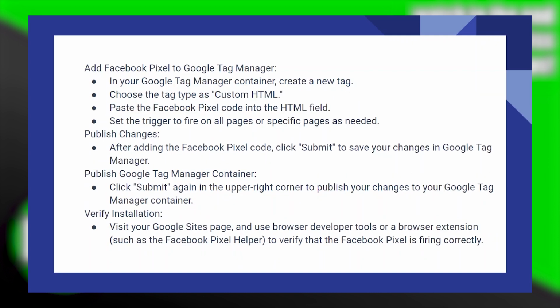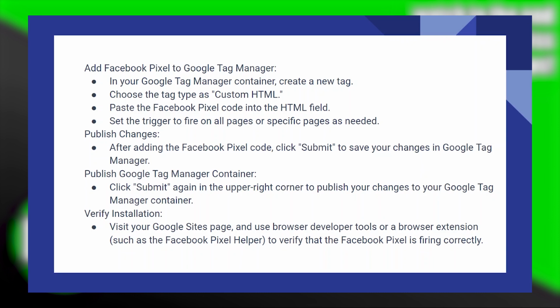In your Google Tag Manager container, create a new tag. Choose the tag type as custom HTML. Paste the Facebook pixel code into the HTML field. Set the trigger to fire on all pages or specific pages as needed.